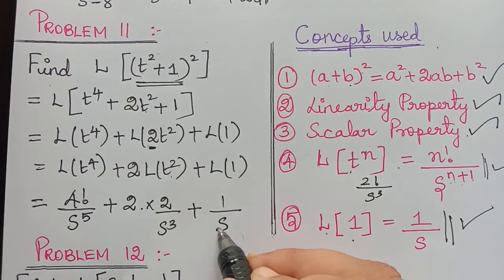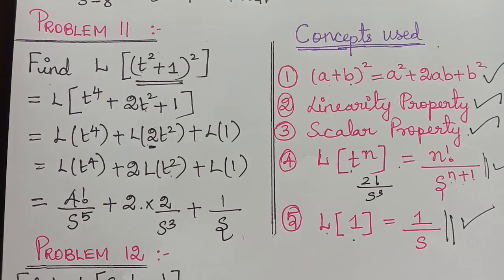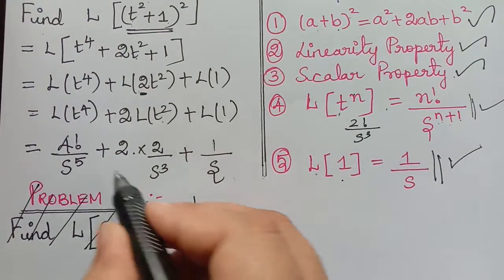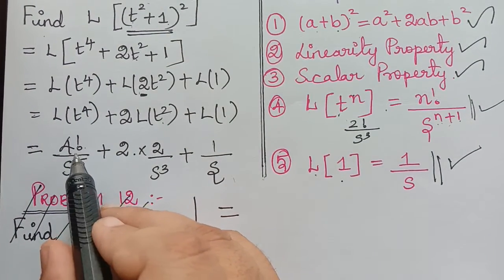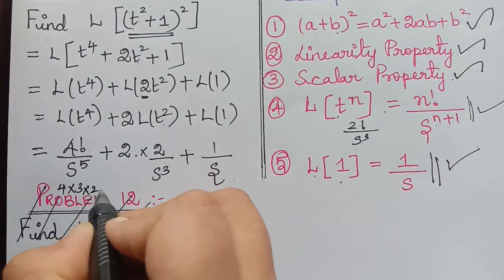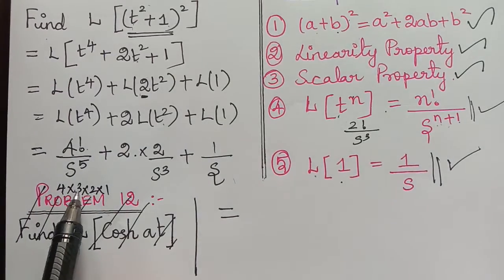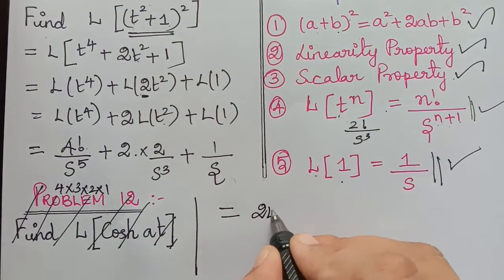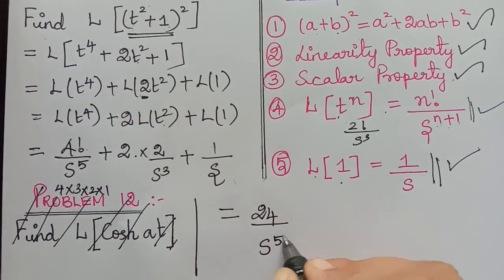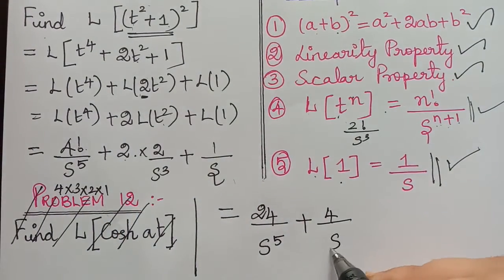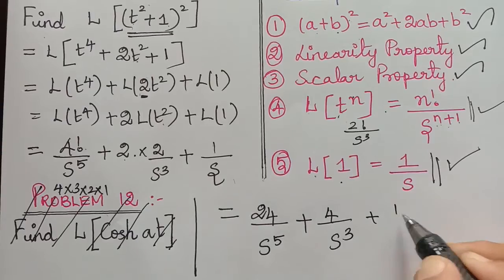Further on simplification, this will be equal to 4 factorial. What is 4 factorial? 4 multiplied with 3 multiplied with 2 multiplied with 1. So 4 3 times is 12, 12 2 times is 24. So it will be 24 divided by s to the power 5, plus 2 2 times is 4, so 4 divided by s cube plus 1 by s.